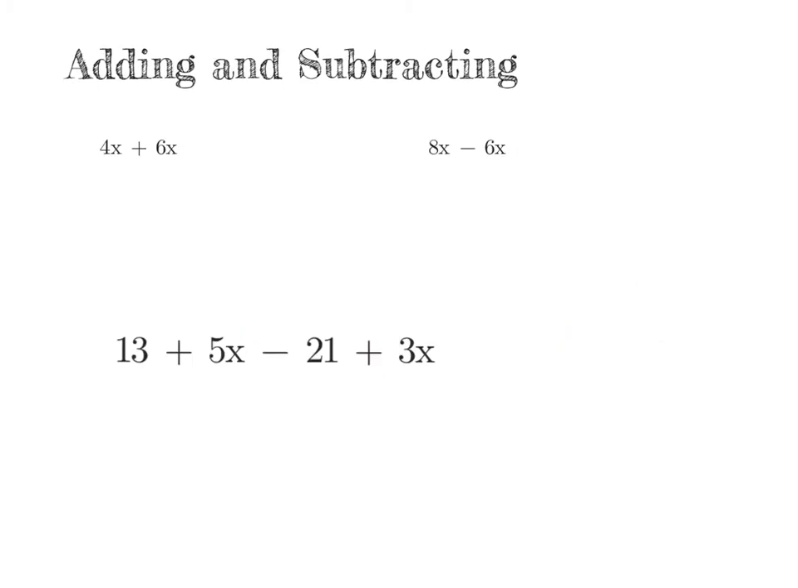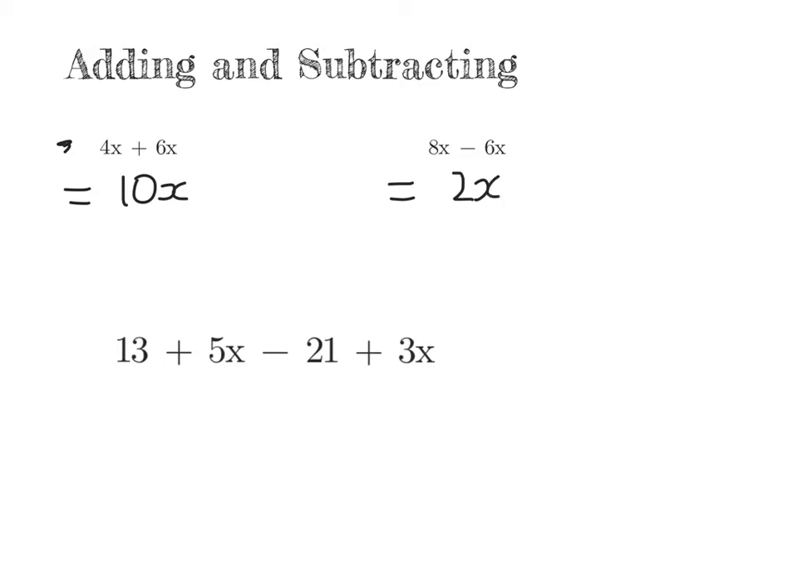So adding and subtracting questions will look a little like this. So we have the first one here, 4x plus 6x. So that will give us 10x. And that's the final answer because all we're doing is simplifying. Over here we have 8x take 6x. And that gives us 2x.